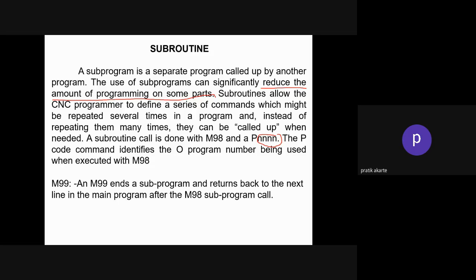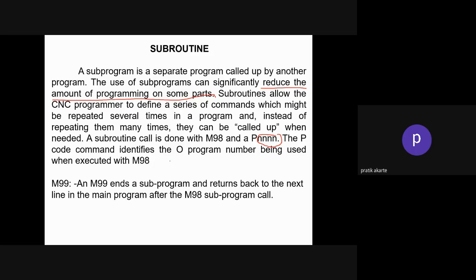The P code identifies the O program number being used when executed with M98. So it must be M98, and this program number must be mentioned at the same time, so that M98 tells the controller that you are calling a subprogram, and which subprogram you are calling: the P1000 number subprogram.